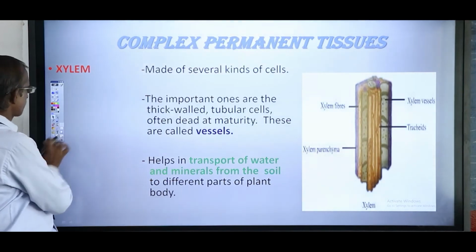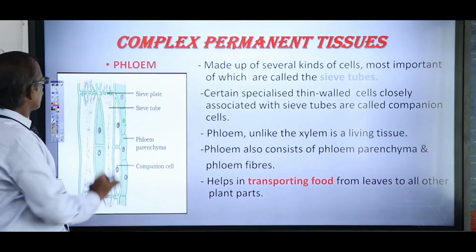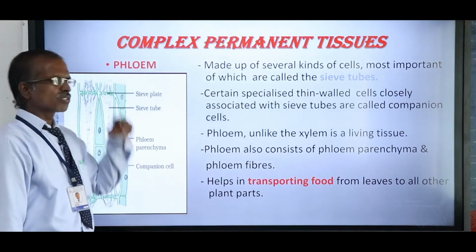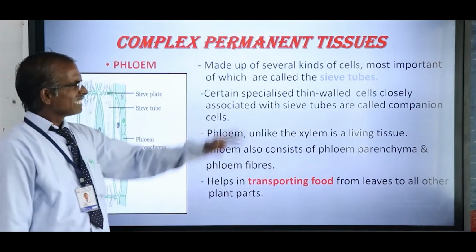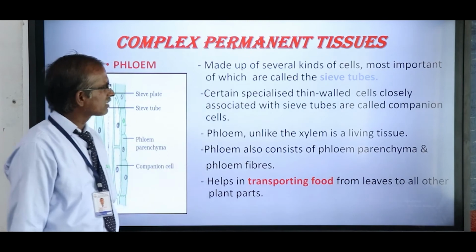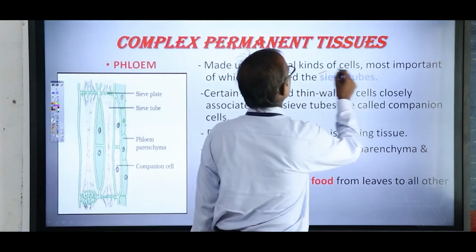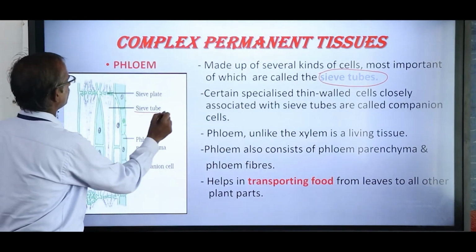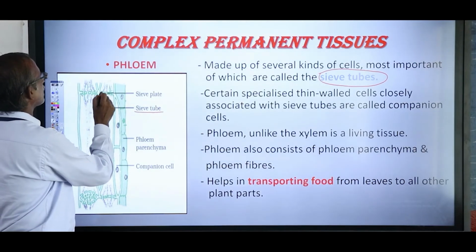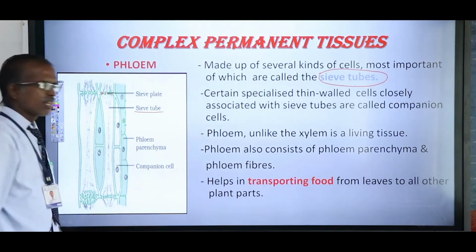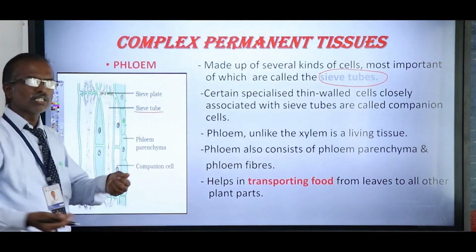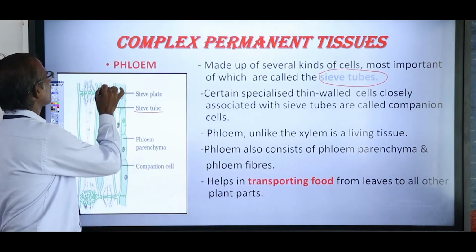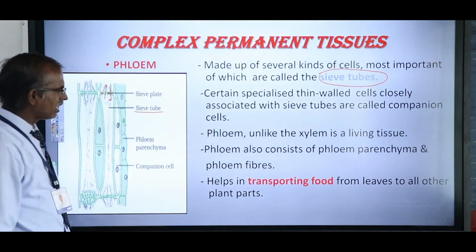The next is phloem. Phloem is one of the complex permanent tissues, also made up of several kinds of cells. The most important one is the sieve tube. At their ends, sieve tubes have very minute pores, called sieve pores, forming the sieve plate, which permits the passage of food material.